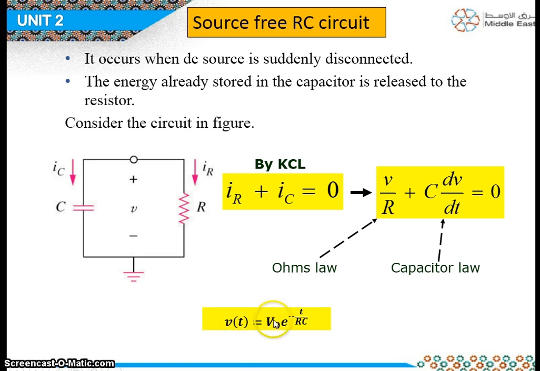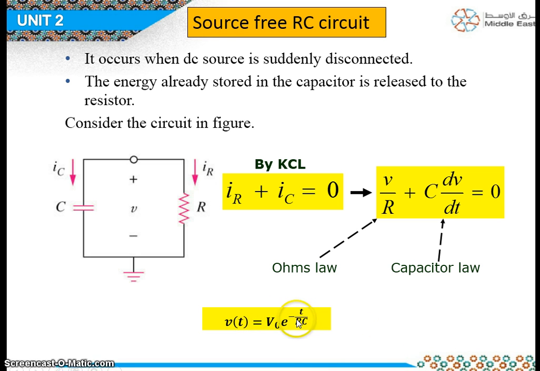Let's be familiar with the terms that we have in this equation. V(t), of course, is the voltage across the capacitor at any time, that is, a function of time, equal to V0. V0 denotes the initial voltage or the maximum voltage with which the capacitor was charged, times e^(-t/RC).